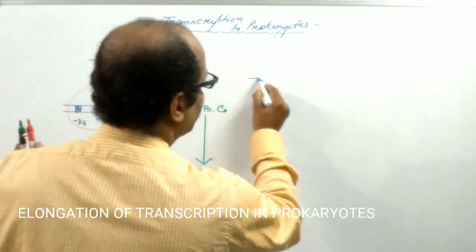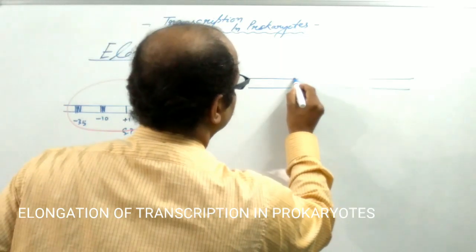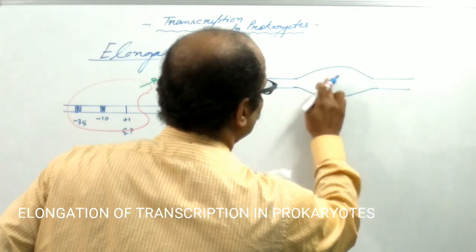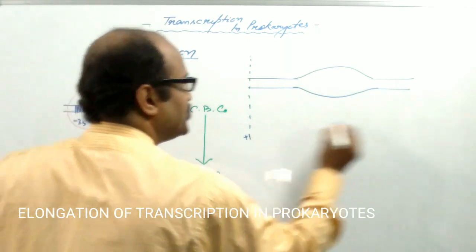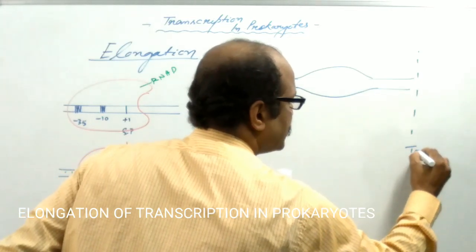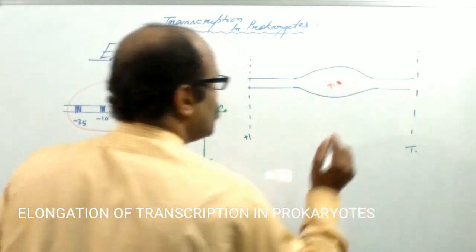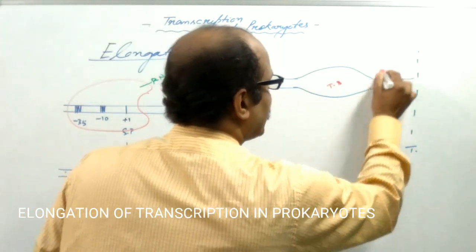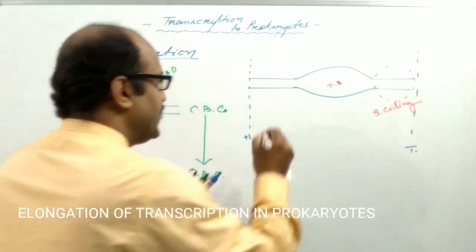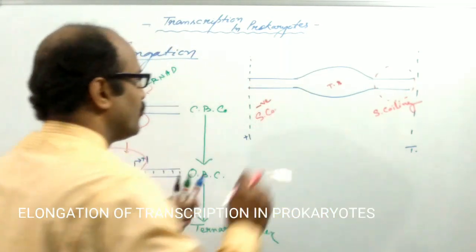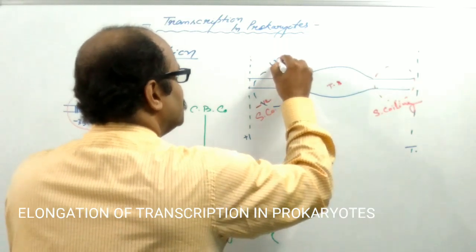Suppose that this is the DNA strand and this is the transcription bubble. And such a transcription bubble has to move from the start point to the terminator sequence, or to the terminator. So with the movement of the transcription bubble, positive supercoiling forms at the downstream region, and negative supercoiling forms at the upstream region. So suppose that this is the upstream region.